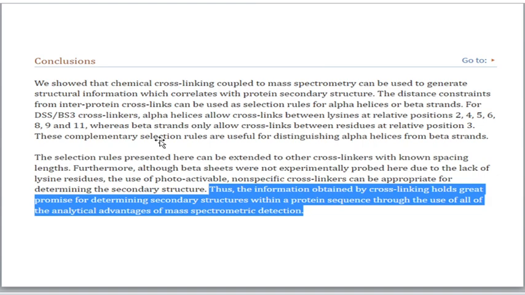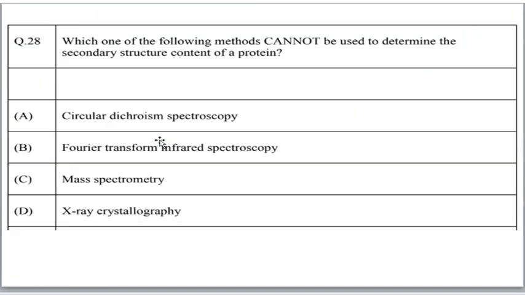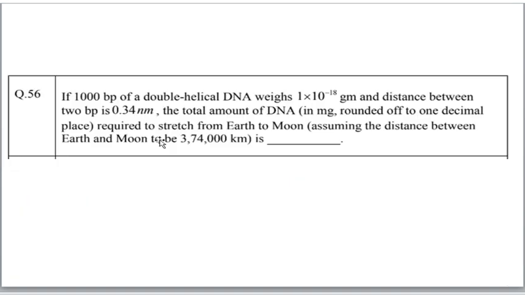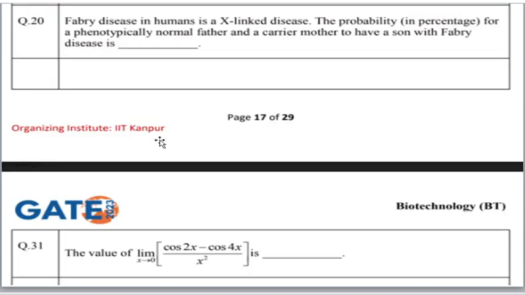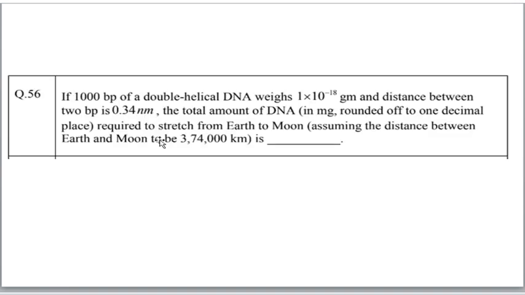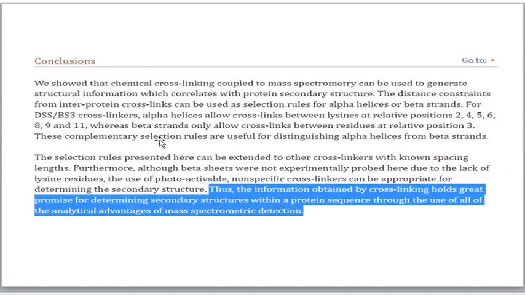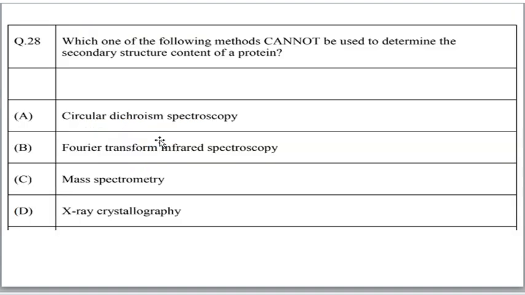So in GATE biotechnology, you can challenge this question number 28, and next, regarding question number 56, you can challenge, and next question number 20, you can challenge. Okay, so these three questions you can challenge. This question number 56 is a 2-mark question. Question number 20, that is question 30, is a 1-mark question.